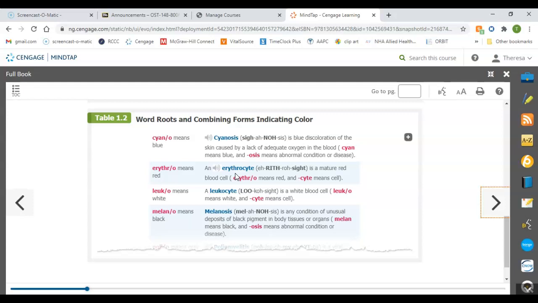Melan is the dark pigment. So if you get a tan, you have more melanin in your skin. So melanin determines how dark of skin you have. If you're real light, you don't have much melanin. If you're dark, you have a lot of melanin. It can also mean some type of abnormal condition, because think about it, if you have pigmented skin where you have dark spots, that could be an indication of a disease.